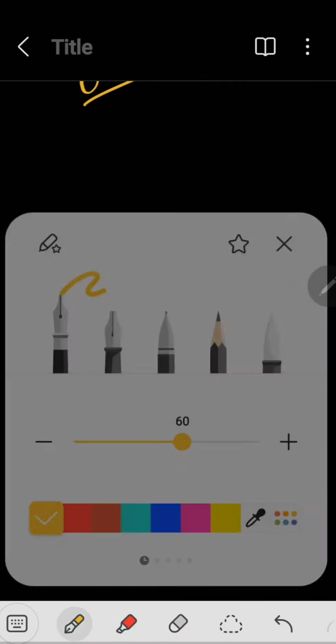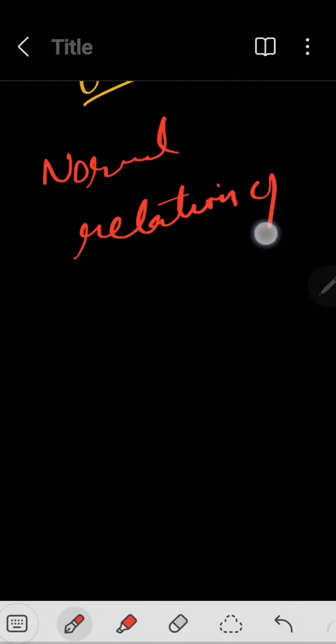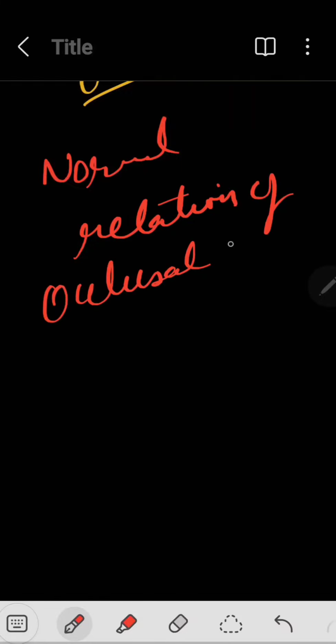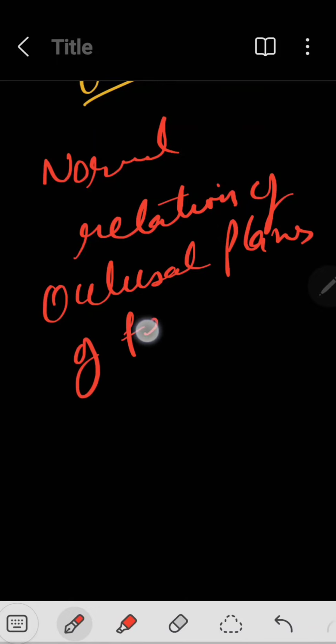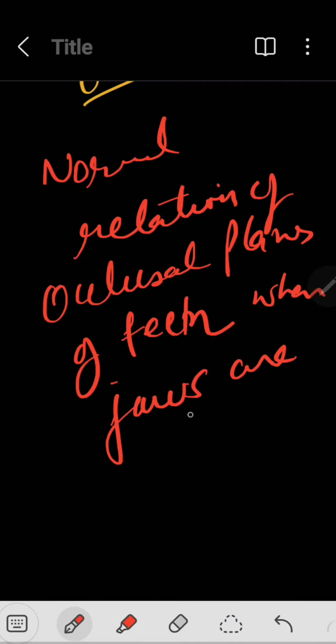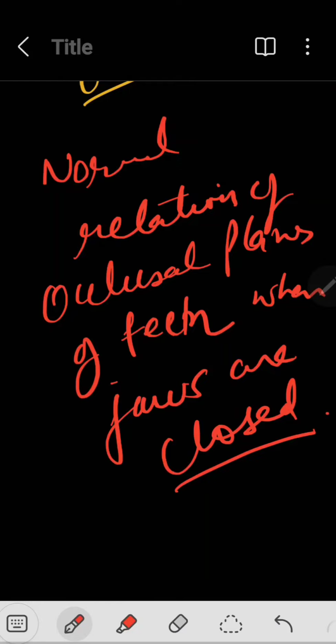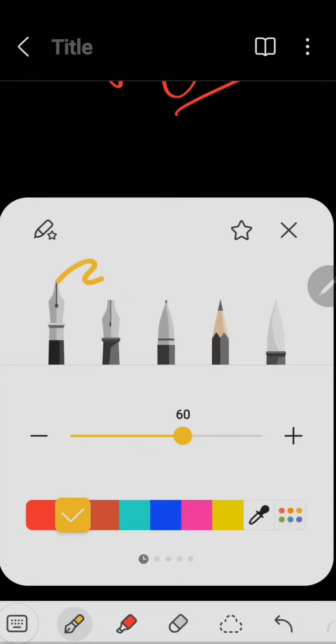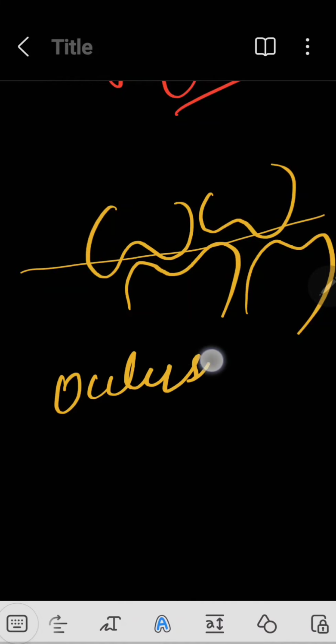What Angle has to say about occlusion is that he told about the normal relation of the occlusal planes of teeth when the jaws are closed. So basically, what does it mean? It means that whenever the jaws are closed, there is an area of maximum intercuspation between the teeth. So that is how the occlusion is formed.